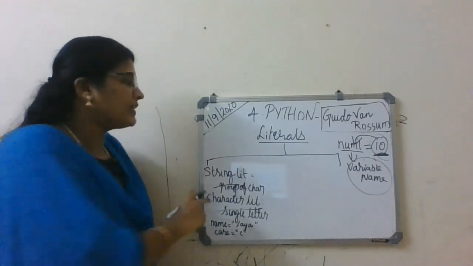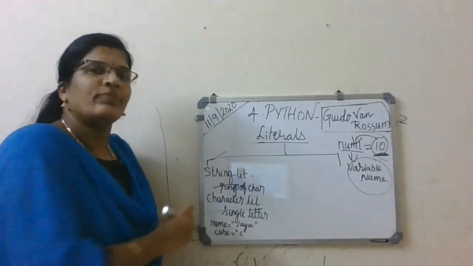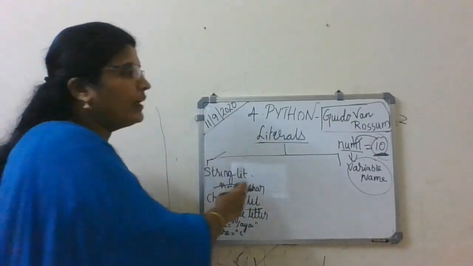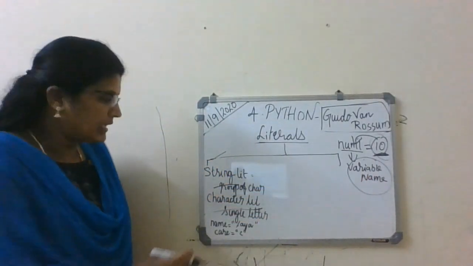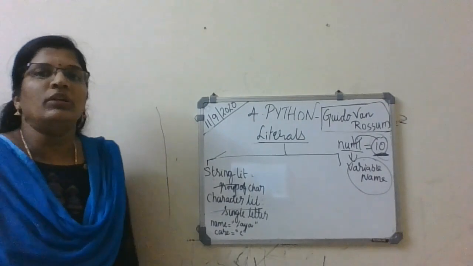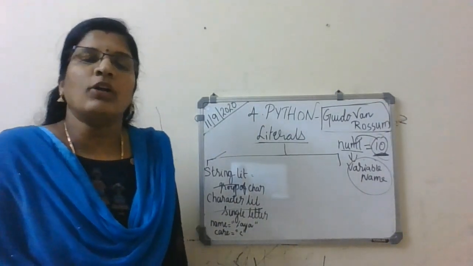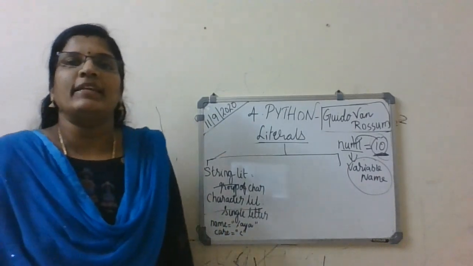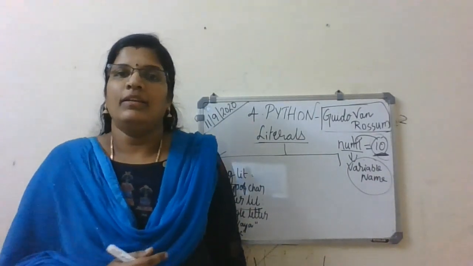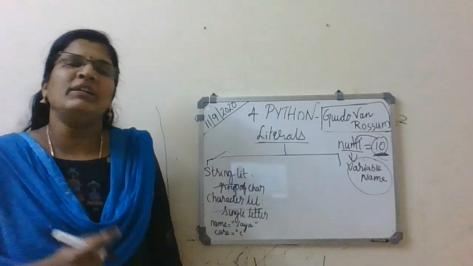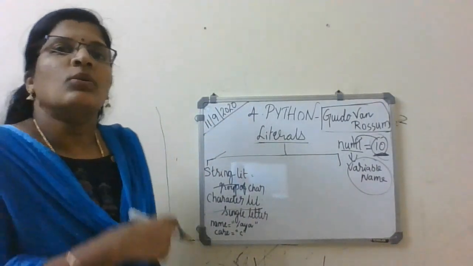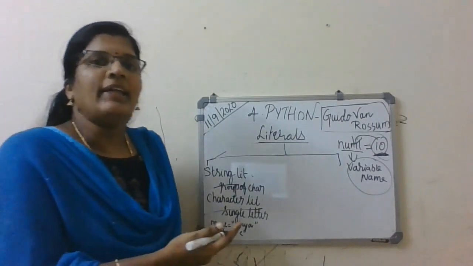Clear? So did you understand about string literals? String means a group of characters that is given to a variable name. For example, name is equal to Laya. You can give any name, and according to your program you can change it. Then char is equal to C. That is a character literal, meaning only one character we are giving. Got it?